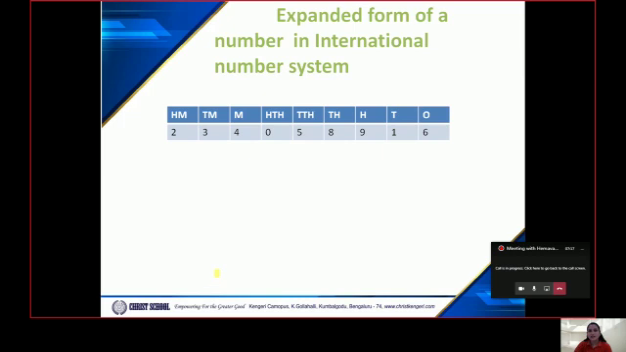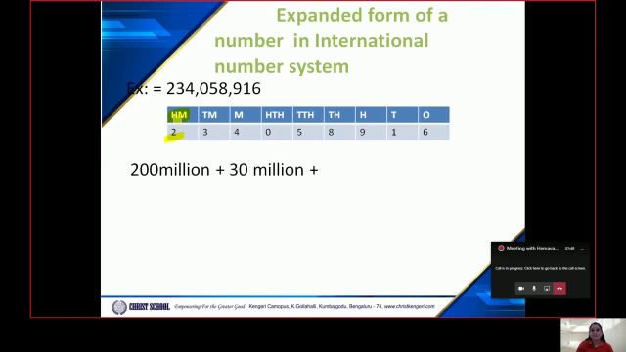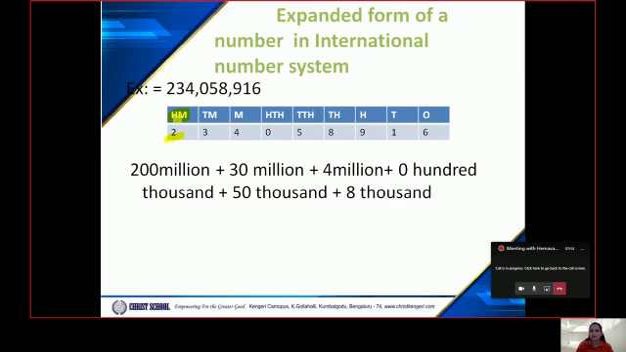All right. Let's see the expanded form of a number in the international number system. Let us take up the example and see how the values have been given just below the places. You know it has to be started from the leftmost to the right. First, you start from the left, number 2 till 6, and expand it. So 2, what is there? The place is 100 million. 2 into 100 is 200 million, plus 3 into 10 is 30 million, plus 4 into 1 is 4 million. Like this, you are supposed to write it.